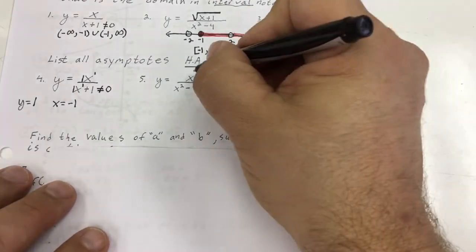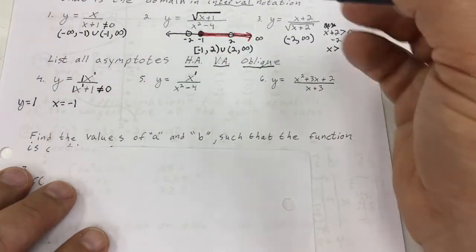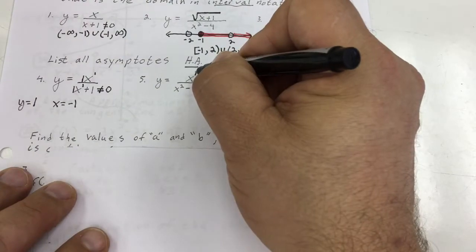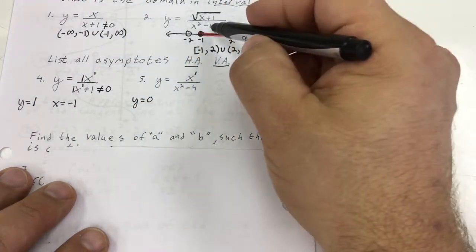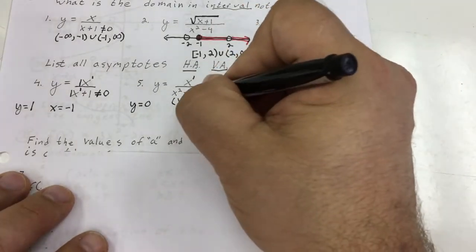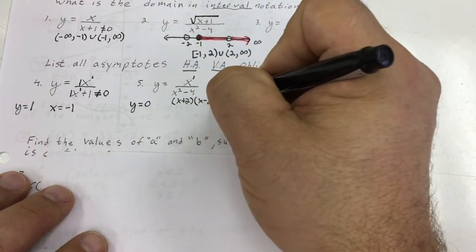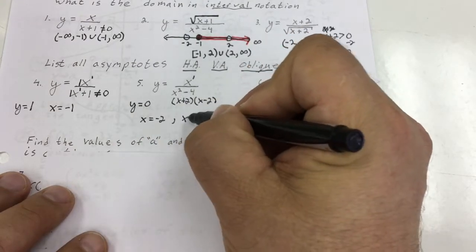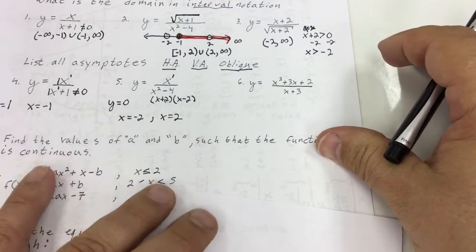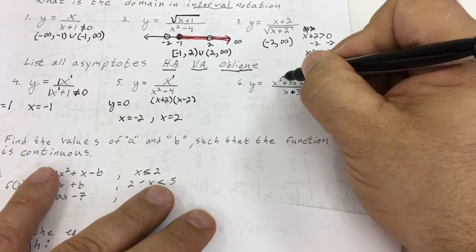For number 5, notice the degree of the top is less than the degree of the bottom. So that rule for the horizontal asymptote is when the degree is less on the top than on the bottom, you have a horizontal asymptote at y equals 0. Now for vertical asymptotes, it's just like up here, right? Factored that, and I got x plus 2 times x minus 2 on the bottom. So that's going to give me a vertical asymptote at x equals negative 2 and x equals 2. For oblique asymptotes, that happens when the degree of the top is greater than the degree of the bottom.